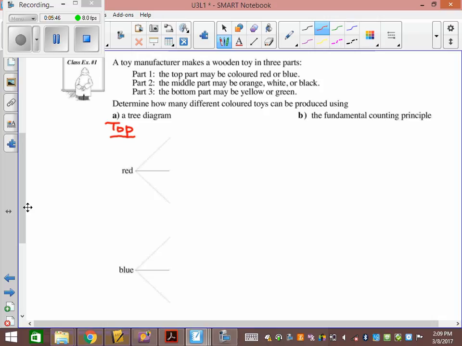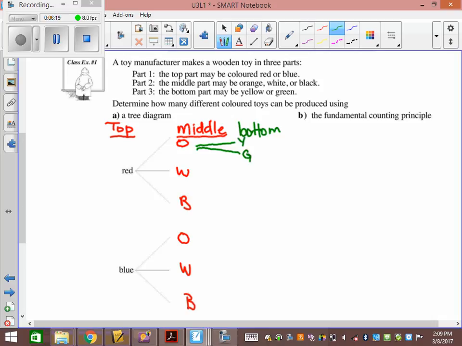Part 2, the middle part, can be orange, white, or black. So we're going to put the middle. It can be orange, white, or black. So I'm going to go orange, white, black. Orange, white, black. Then part 3, the bottom part, can be yellow or green. So this is the bottom. So off of each of these options, I have 2 options for the bottom, yellow or green.